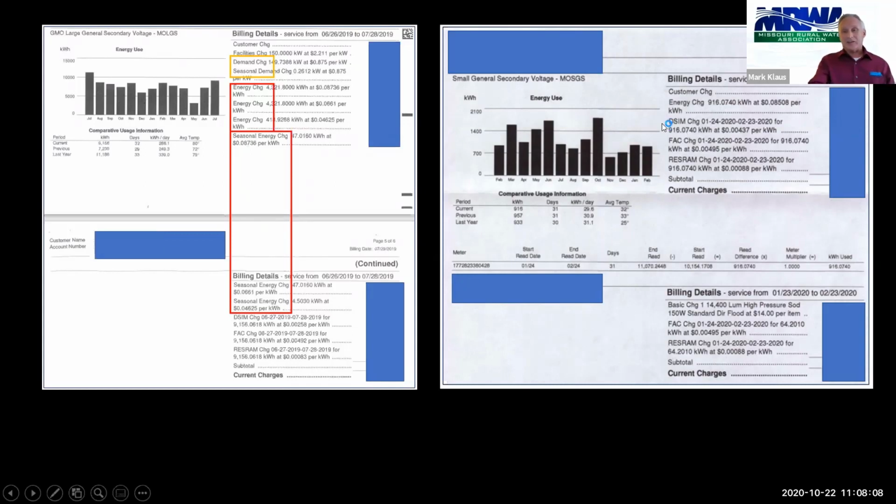Evergy has acronyms, DSIM, I'll read those. Demand side investment mechanism, FAC, fuel adjustment charge, and then they have RESRAM, renewable energy standard rate adjustment mechanism. So anybody who's got Evergy knows all about that. So not only are we paying for our meter fees or customer service or service availability, we're paying for their energy use. We may have demand charges. We may have seasonal charges. And then there's a bunch of other things tacked on.